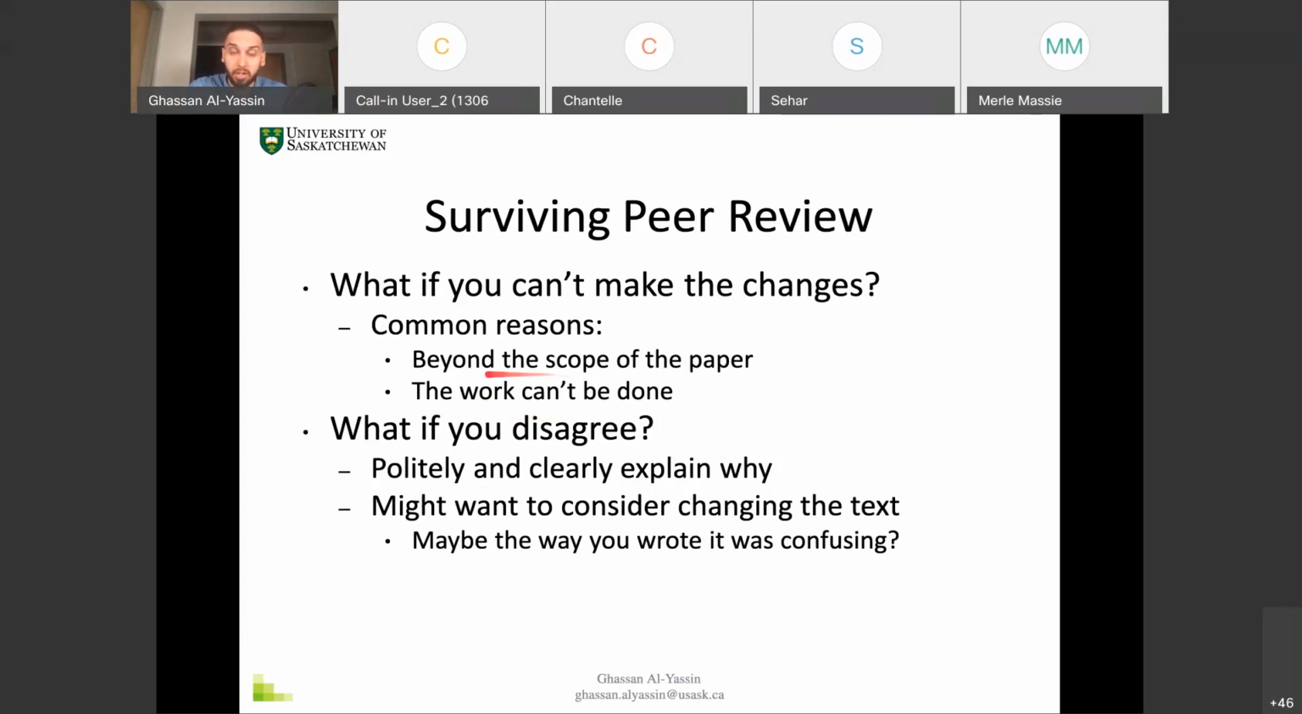Sometimes the work can't be done. Maybe the technique or the thing the reviewer wants you to do, you can't do it because of technical limitations of your lab or research group. You just simply can't do it. So you have to explain that, but you might make some sort of compromise. Maybe you modify the text of the article a little bit and say, it would be beneficial to do so-and-so, but unfortunately, we are not able to do that at the present moment.